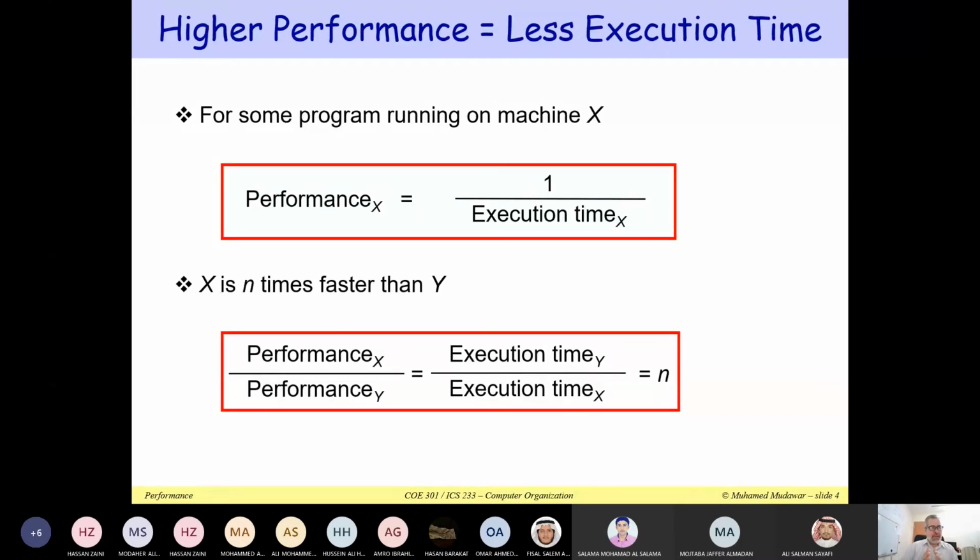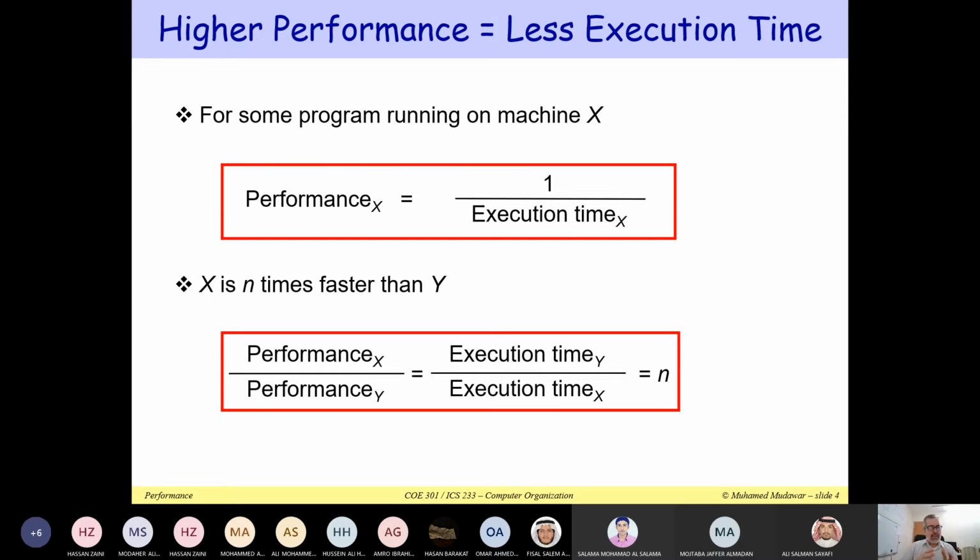So now, how does the textbook define performance? It's based on execution time. Really, it's based on execution time. So the less the execution time, the higher the performance. As simple as that. If you can reduce the execution time, you can increase the performance.